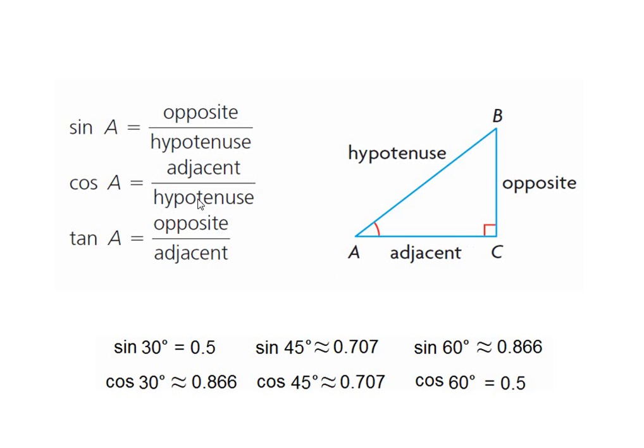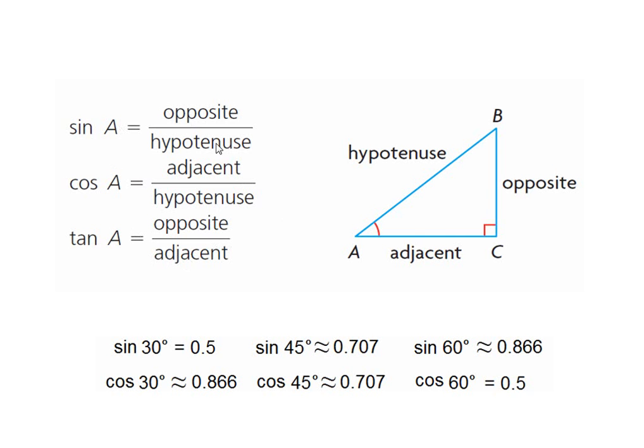Okay. So sine theta is equal to opposite over hypotenuse. Cosine theta is equal to adjacent over hypotenuse. Tangent theta is equal to opposite over adjacent.